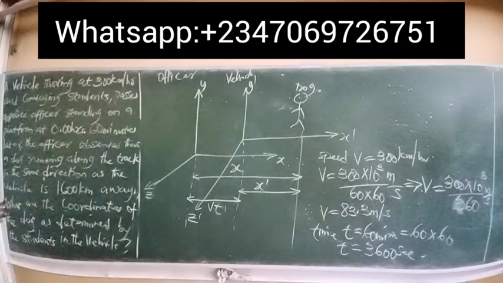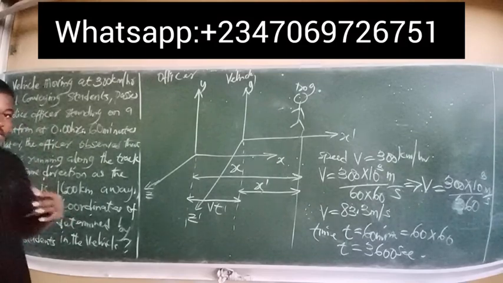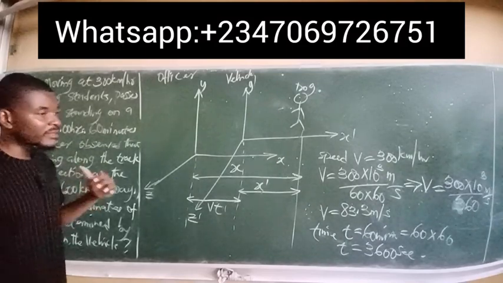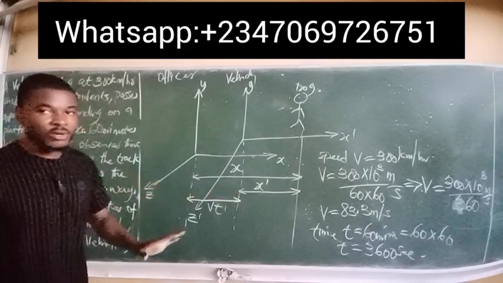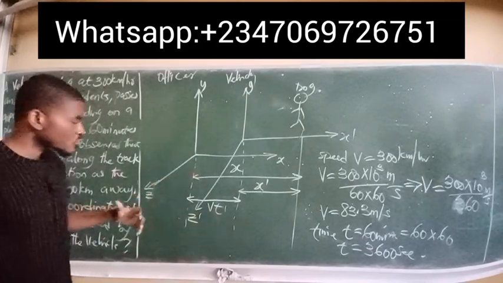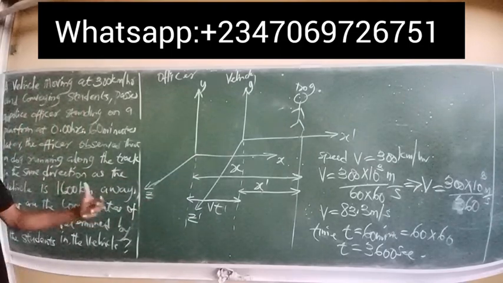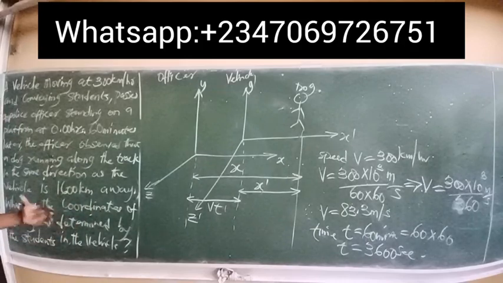Okay. So 60 minutes later, the officer observed that a dog running along the track in the same direction as the vehicle is 1,600 kilometers away. So which means the distance of the dog, as can be seen from the observer, is actually 1,600 kilometers. And remember, that distance is actually what? Horizontal in the x-axis. Always take note, the motion of a dog actually is purely horizontal in the x direction, not vertical and not in the z direction. So the distance as can be measured by the observer or the officer from the dog is simply 1,600 kilometers in the x-axis.